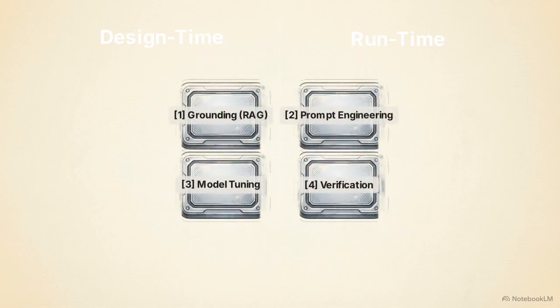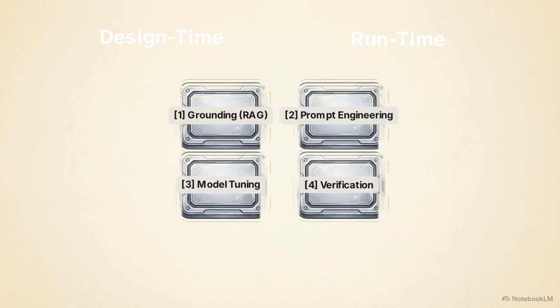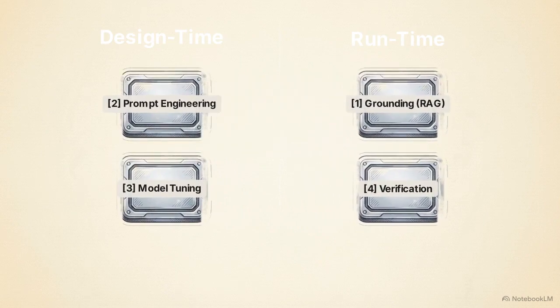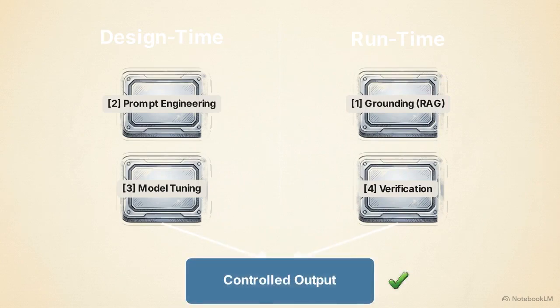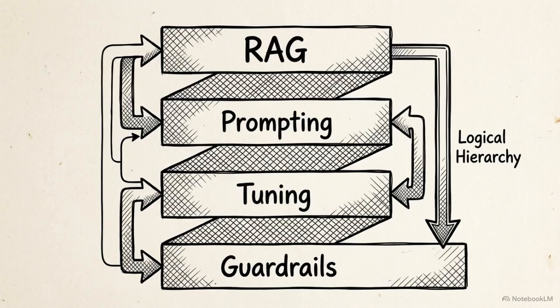As we see mapped out on these cards, we will examine grounding through RAG, advanced prompt engineering, model tuning, and finally, verification guardrails. This roadmap combines design time interventions to shape the model's behavior with strict runtime constraints to control its outputs. Product managers cannot rely on a single prompt or a quick configuration tweak. Stopping hallucinations demands this comprehensive, multi-layered approach.